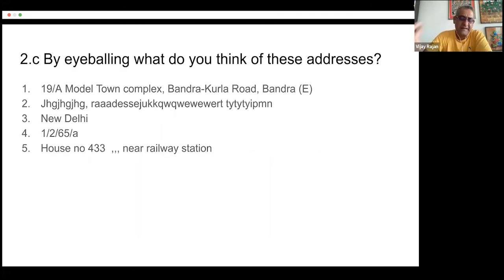And before I get further into details, you see the first one, it does not look gibberish. The second one certainly looks gibberish. New Delhi, not gibberish. 1 bar, 2 bar, 65 bar 8, perhaps gibberish. I don't know, maybe contentious, but house number 433 does not look gibberish. So how do we isolate these?